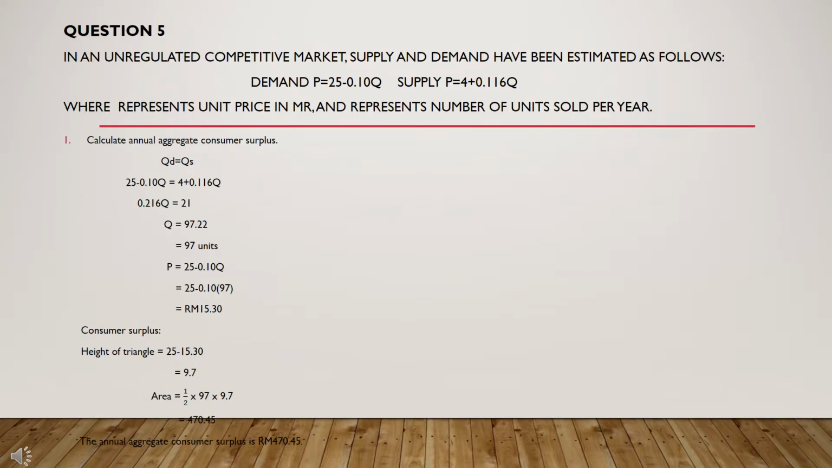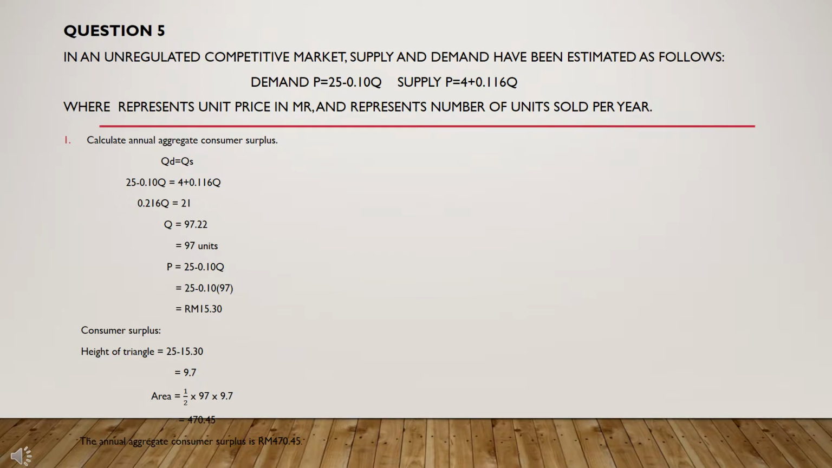For question number 5, the question is, in an unregulated competitive market, supply and demand have been estimated as follows. In the demand and supply functions, P represents unit price in ringgit and Q represents number of units sold per year. Part 1. Calculate annual aggregate consumer surplus.